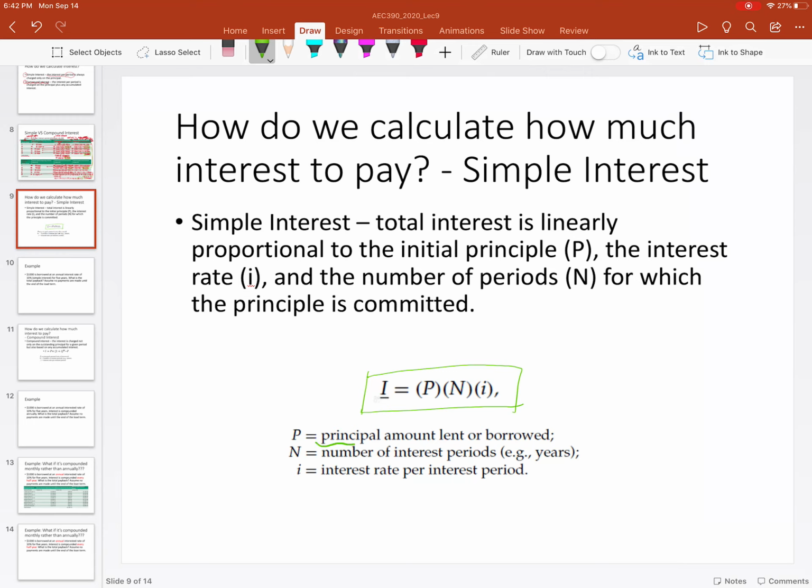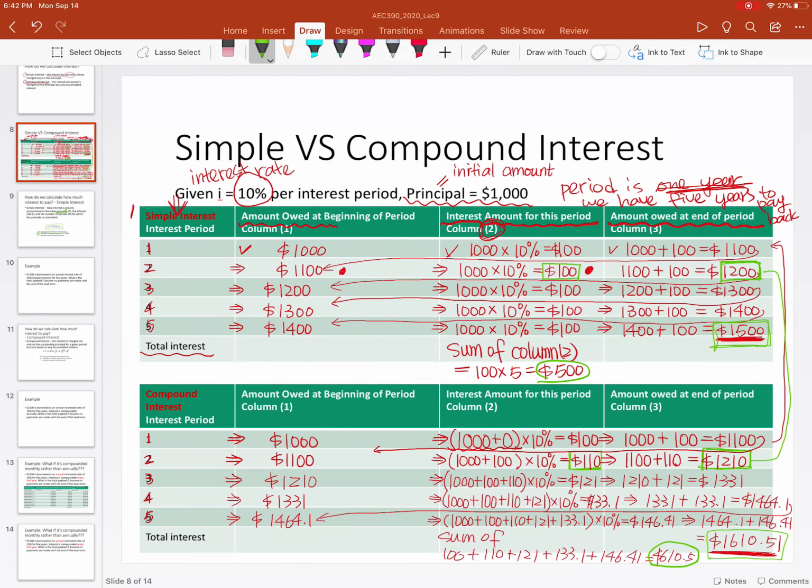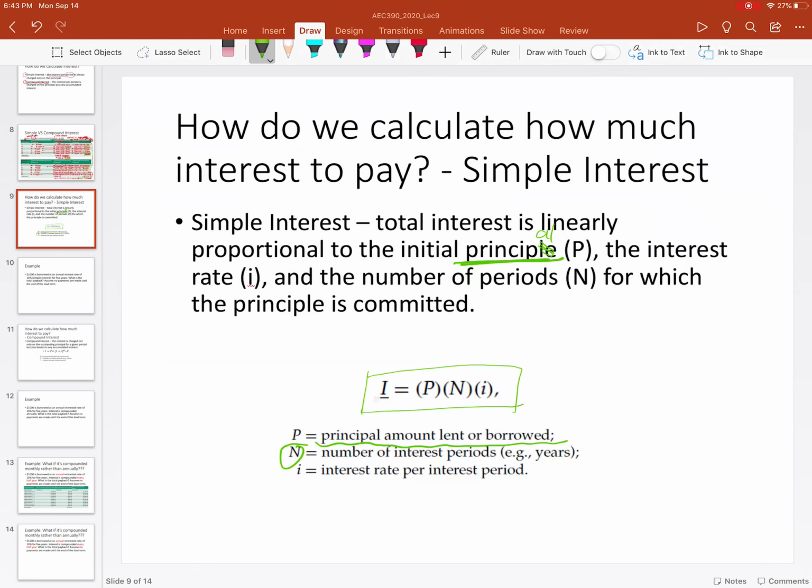So what is P? P is the principal amount lent or borrowed. That's the initial amount you borrowed, or we can say it's the principal. Sorry, I think I have a typo here. It's principal. So P is the initial amount you borrowed. And n is the number of interest periods. The number of interest periods is how many times you calculate the interest. Like in this table case, we calculated 5 times during the 5 years. So n is 5.